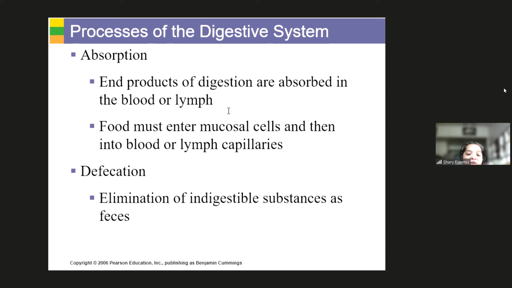Okay, how about defecation? Whatever is not digested, elimination of indigestible substance as feces. So defecation is the process of excreting. Defecation is the process, whereas the product that is being excreted out is called feces. Feces.